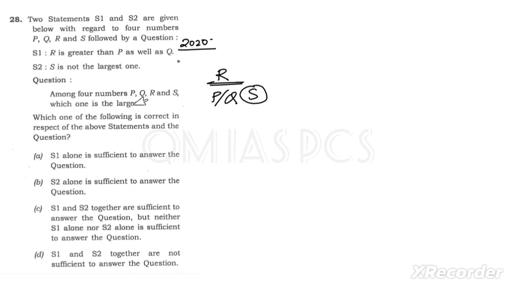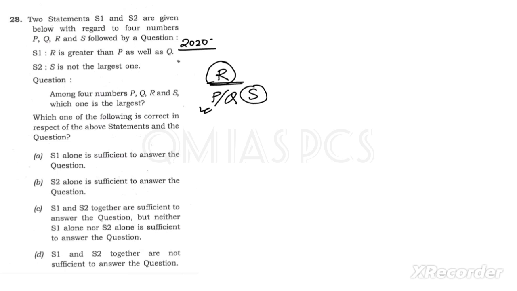Now look at this. It is given that R is greater than P as well as Q. We have represented this, and S is not the largest one. Not the largest means it should be below R. Now we got the answer: which one is the largest one? This is R. In UPSC they did not ask which one is the largest, the smallest or youngest.